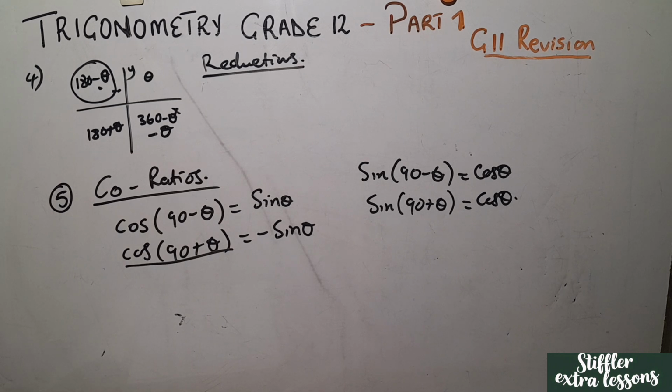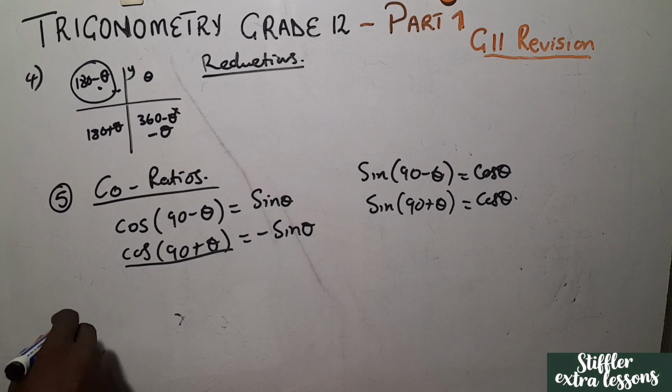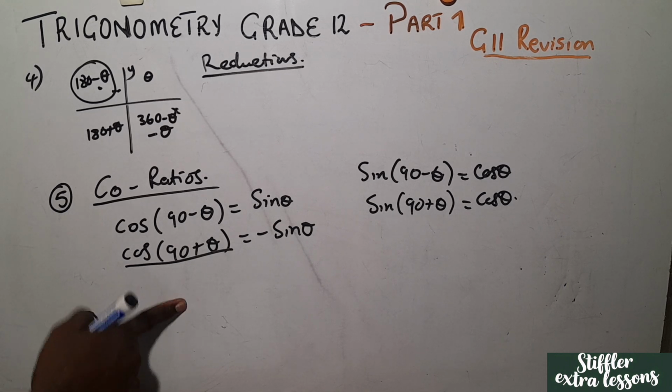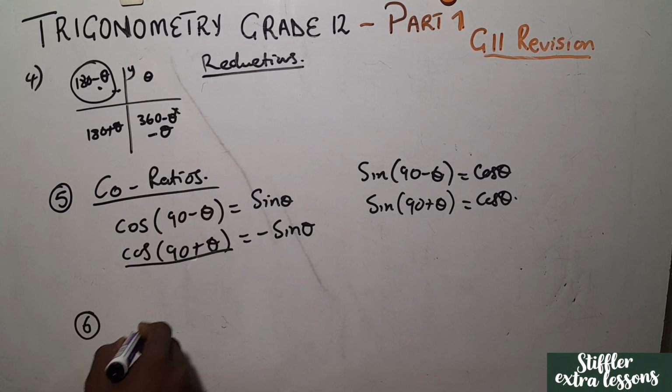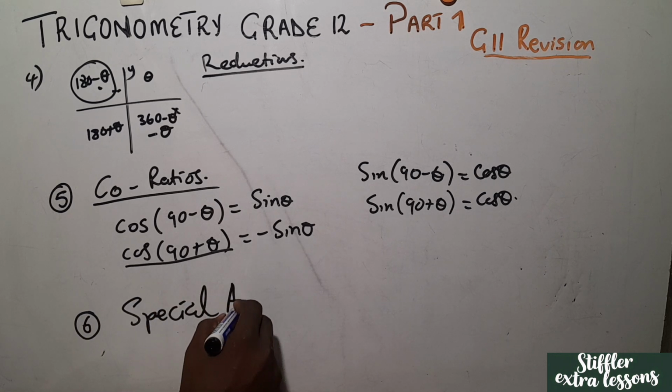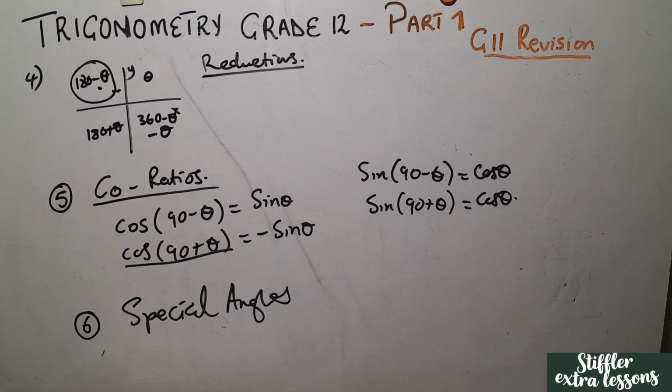So that's number 5. So number 6 is just knowing the special angles, right? That we have 30, 45, 60, 0 and 90. And I know you know all the tricks of how to use the calculator when they say don't use the calculator, right? So I will not talk about these special angles.